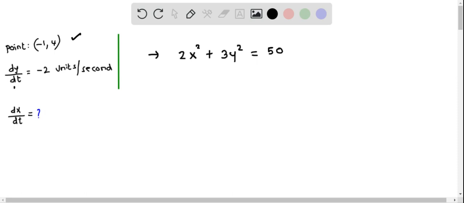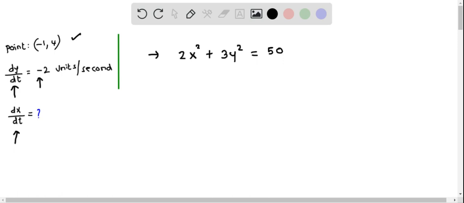That is, I have written this as dy over dt equals negative 2 units per second because the y coordinate is decreasing. So we have to put a negative here. And in this situation, we have to determine at what rate the x coordinate is changing. That is, we have to determine dx over dt. So let's see how to determine this rate of change of the x coordinate.